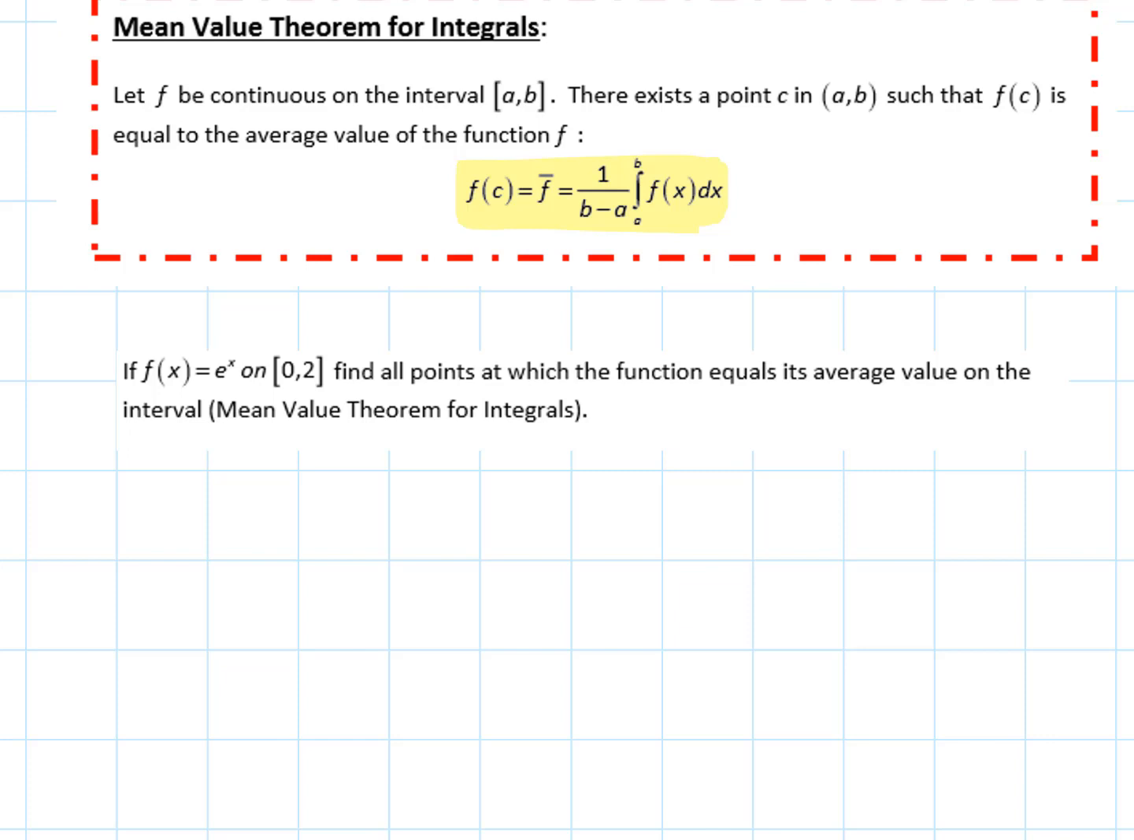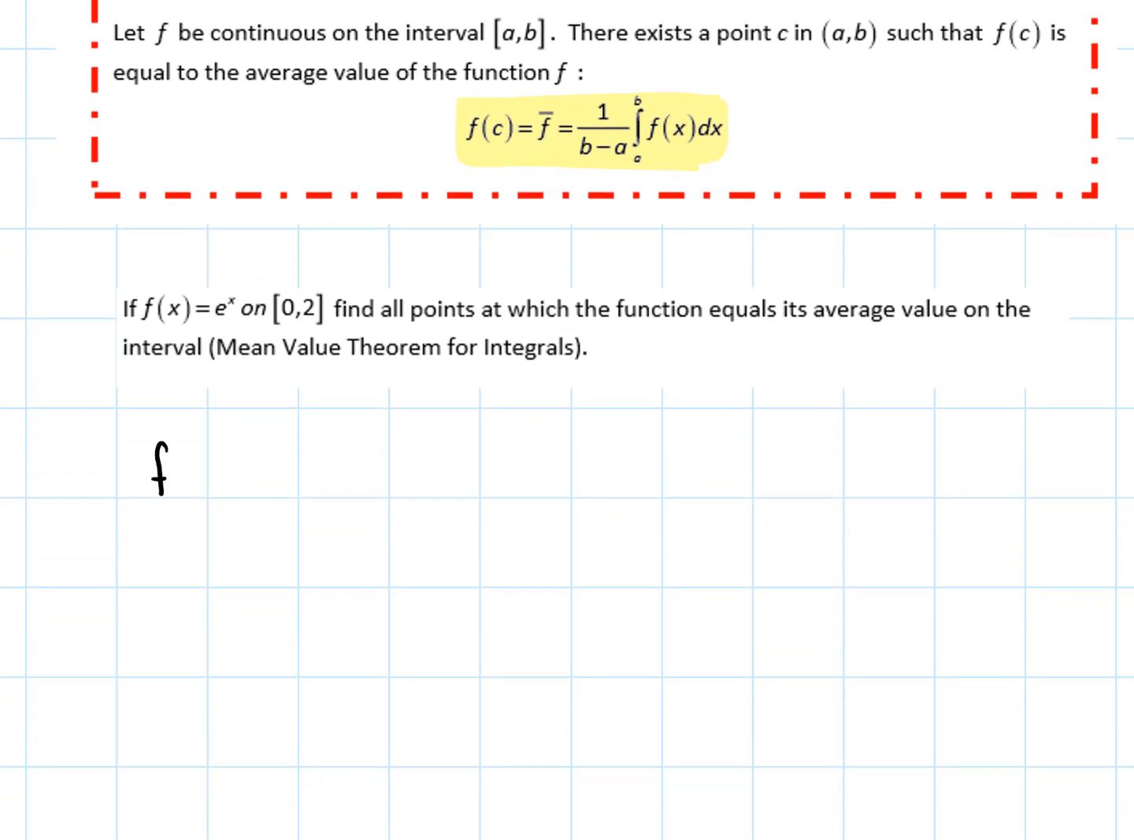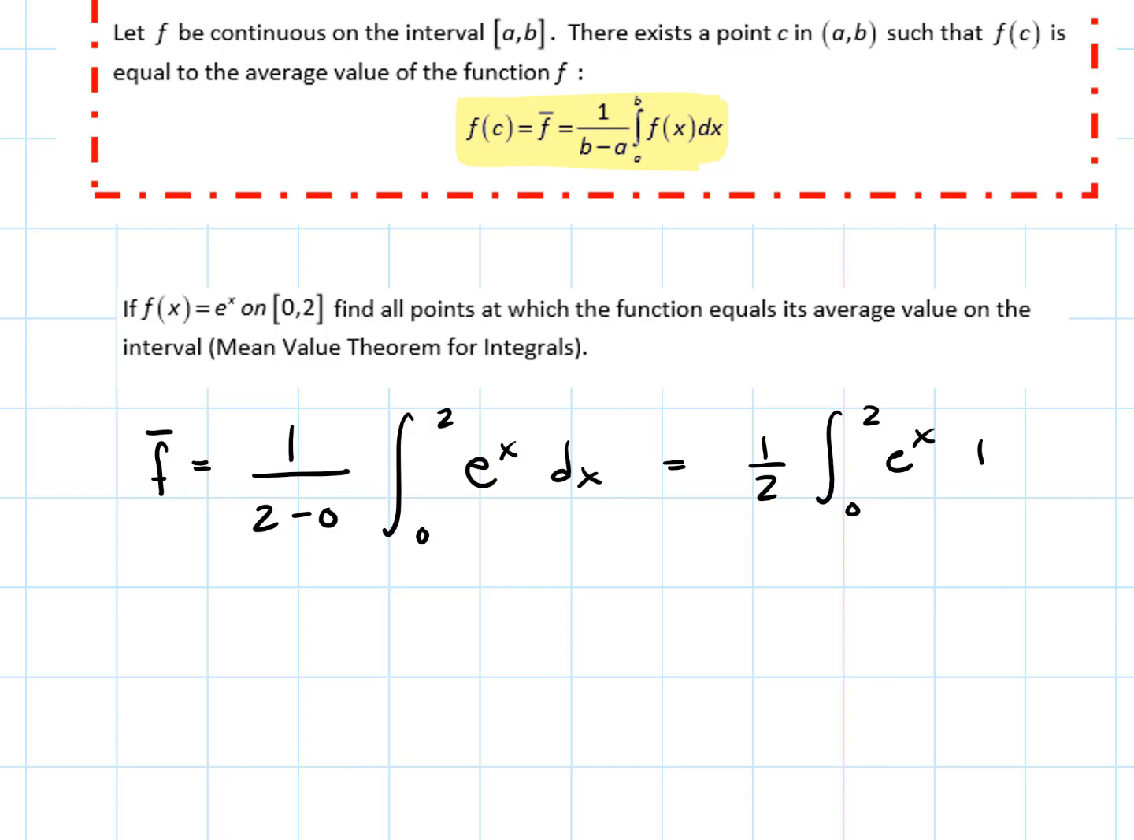So we can find its average value, and then we can figure out what point c in between 0 and 2 gives us that average value, is exactly equal to that average value. So start by finding f bar. That's just going to be 1 over 2 minus 0 times the integral from 0 to 2 of e to the x dx. And so that's just 1/2 integral from 0 to 2 of e to the x dx.